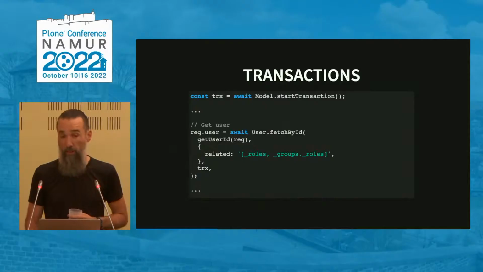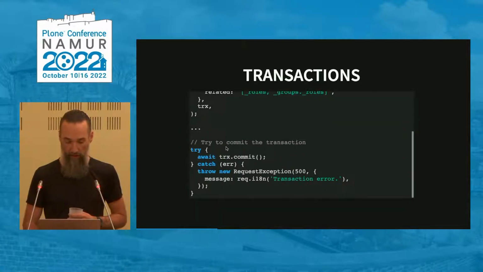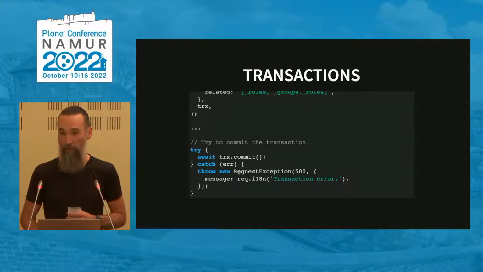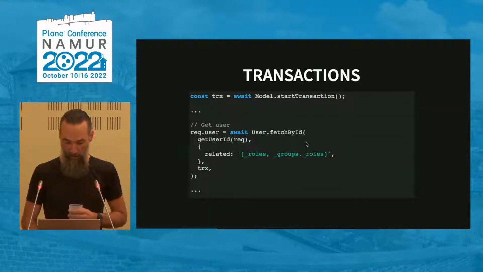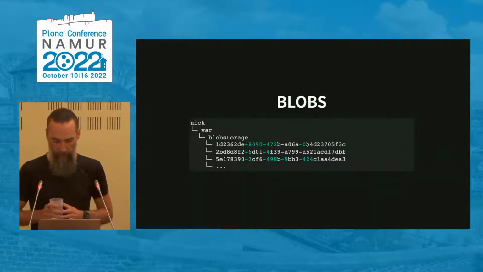Then the layer, as I said, Postgres has transactions, so I'm using that as well. On a higher level, you start a transaction at the start of your call, then you can do all your operations, and at the end of the call you try to commit it. If that goes well, then you're done, and if not, it will raise an error and send it to the backend, so something went wrong. Basic transaction support.